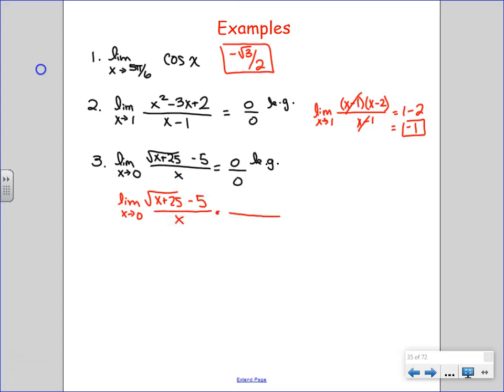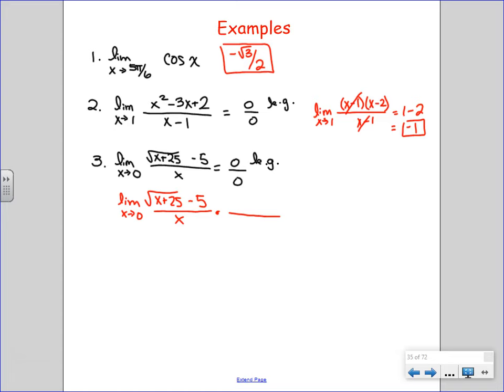The top equals 1. And the bottom reduced out to the square root of x plus 25 plus 5. Plug in 0: 25 plus 5. We did write limit again. So plug it in. You get 1 over the square root of 0 plus 25, so square root of 25 plus 5. Equals 1 over 10.